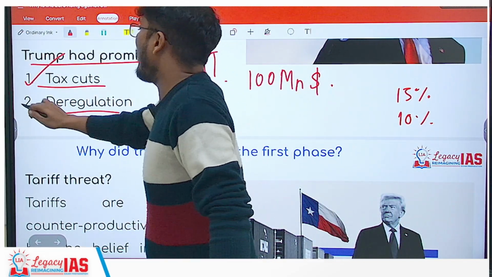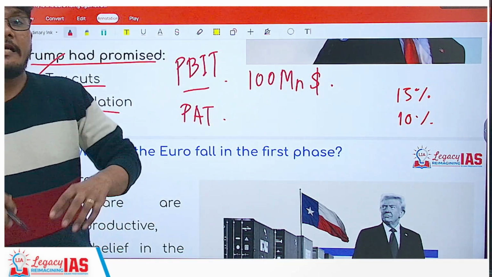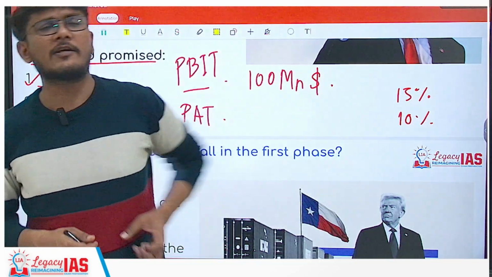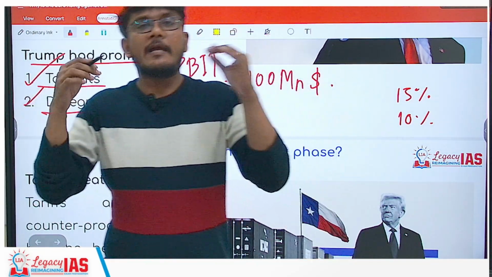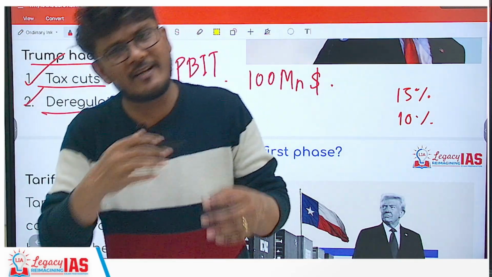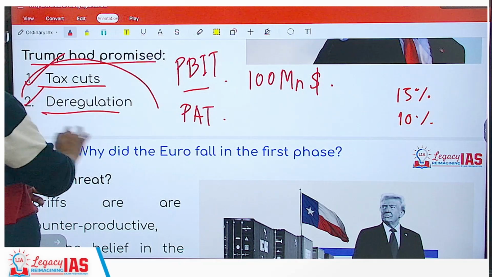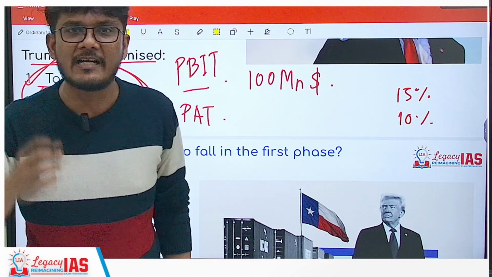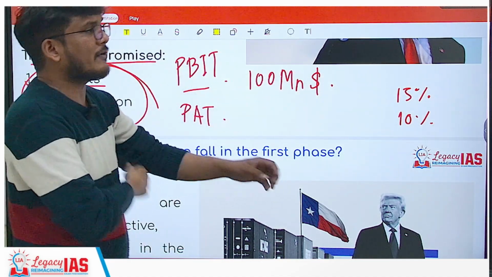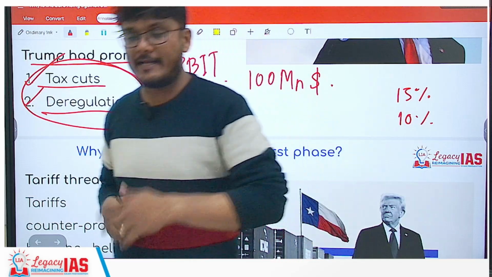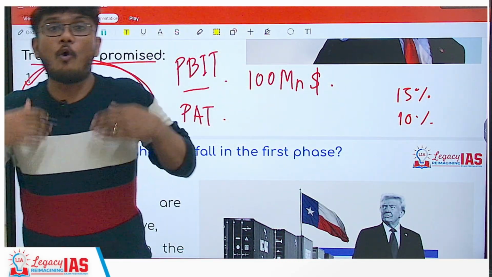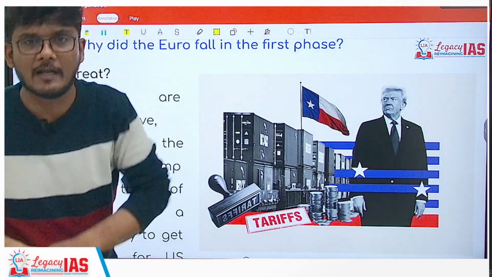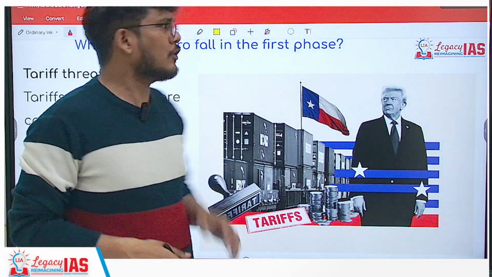The second thing is, he talked about deregulation. Deregulation means increasing the ease of doing business, reducing the rules and regulations, easing it off, making it more liberal, thus making it easier for people to start businesses as well as close businesses, and so on. So both of them will have a positive impact on the market's sentiment with respect to businesses, as a result of which people would want to invest in the USA in the coming days, as a result of which they would want to hold more and more dollars, as a result of which the dollar would appreciate, and subsequently we can see the sharp fall in the euro.